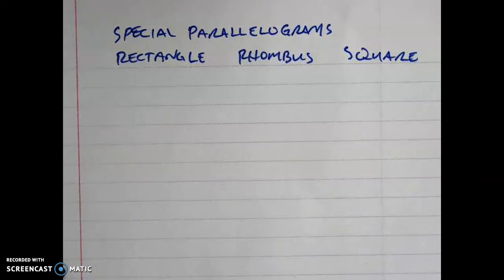Okay, so today we're talking about special parallelograms. You guys remember parallelograms: opposite sides are equal, opposite sides are parallel, opposite angles are equal, right? Diagonals bisect each other. The diagonal cuts the two triangles into congruent triangles.